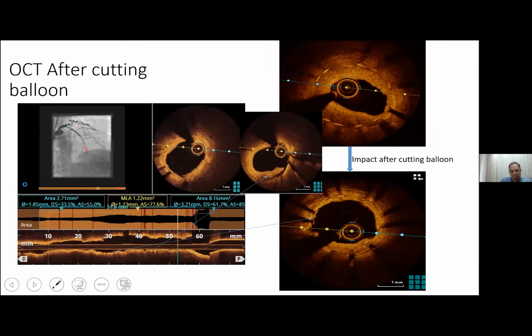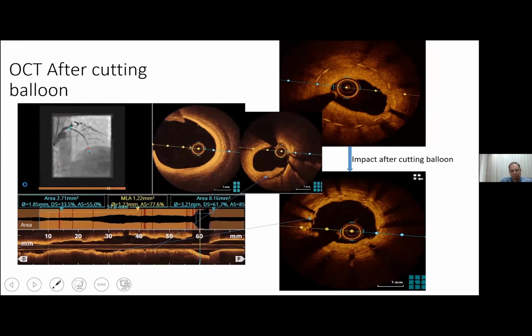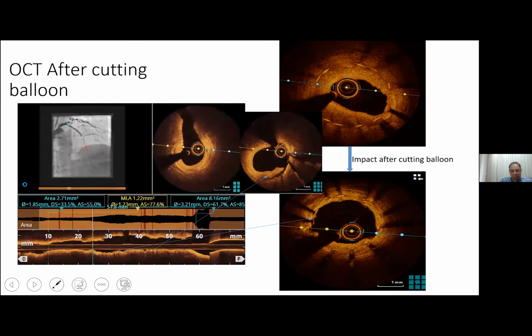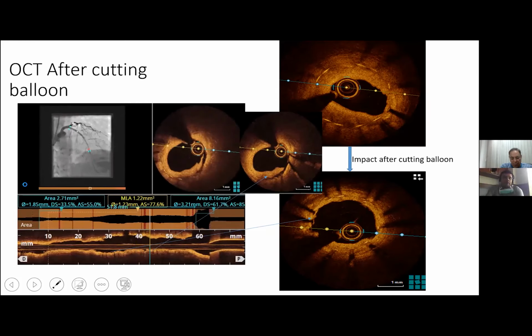The basic idea of preparing in ISR, whatever the option you take, whether it is cutting or scoring or laser, is that we need to know before taking the stent how much preparation you have done, how much you have reduced the volume of the growth, to make your stent further extend and prevent the recurrence. So we have nicely demonstrated the impact of the cutting balloon.